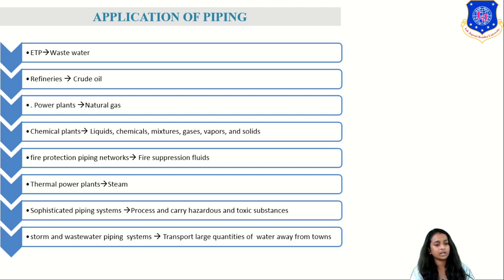Thermal power plants also use piping to transfer high pressure, high temperature steam to generate electricity. In sophisticated piping systems, pipe is used to transfer hazardous and toxic components. In storm and wastewater piping systems, pipe transfers large amounts of water away from the town.